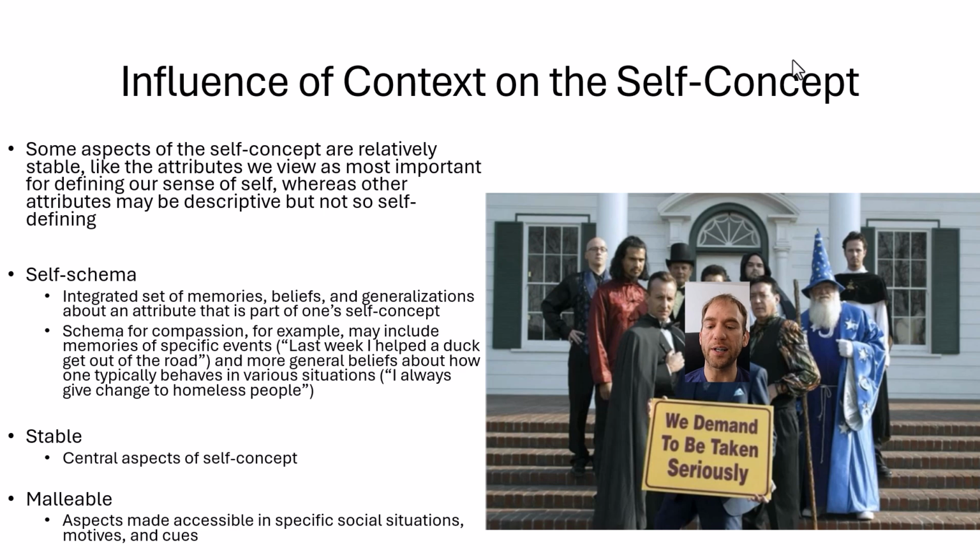So there are stable and malleable aspects of self-concept, as stated. Stable, which are central aspects of the self-concept, and malleable aspects made accessible in specific social situations, motives, and cues. We'll jump to more specific examples momentarily, but a critical aspect of self-schema is that people in general are able to process information related to their self-schema very quickly. They're more likely to remember information consistent with their self-schema, such as doing something compassionate, and are more likely to forget or be reluctant to believe information that is inconsistent with their self-schema. So say you have a self-schema of compassion and you trip someone and you're like, that actually doesn't really count, la la la. This preserves your compassionate self-schema, especially when it's a part of yourself that is very defining and very important.